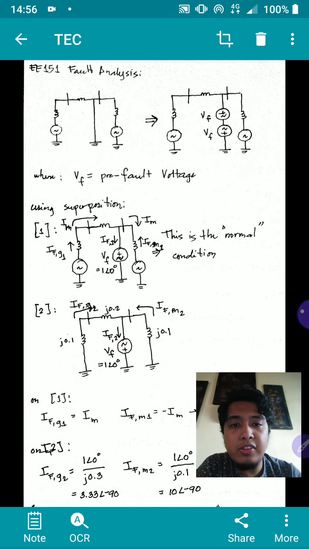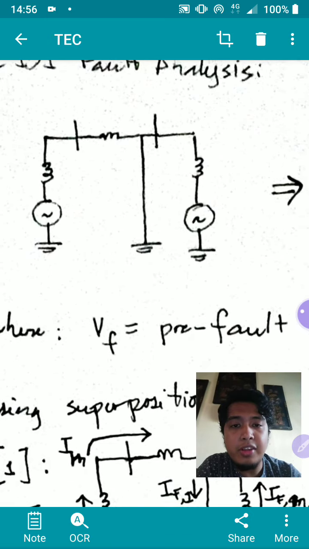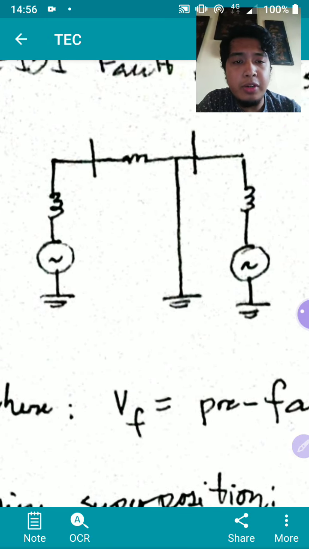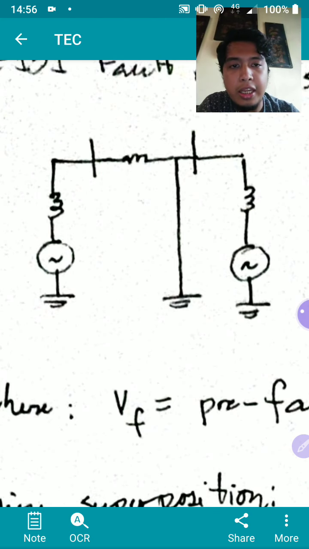So let's use the same example. This is our previous example. You have the motor and the generator. You have the generator supplying the motor, and then at some time your bus 2 is faulted. It's grounded. It experienced a three-phase fault, a symmetrical fault. So this is what happened. This is the single line diagram.